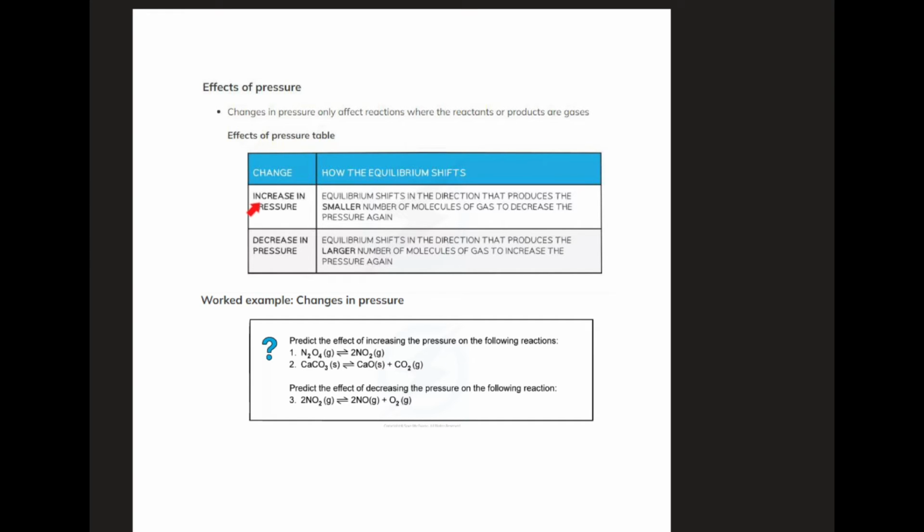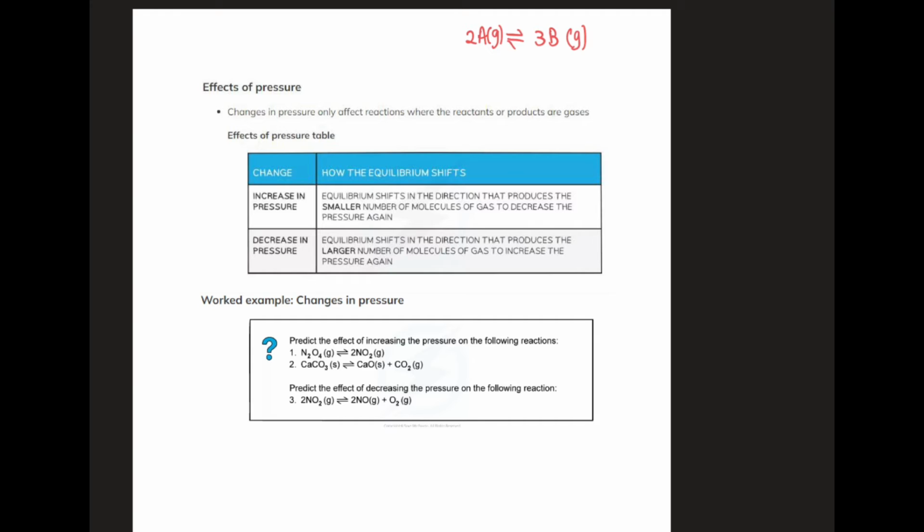If you increase the pressure, let's say I put one example here. Let's say I have 2A changed to 3B. So the reaction happened in this way: 2 mole of A reacts to form 3 mole of B. Now you increase the pressure. Imagine that these two are gases, in the same container.